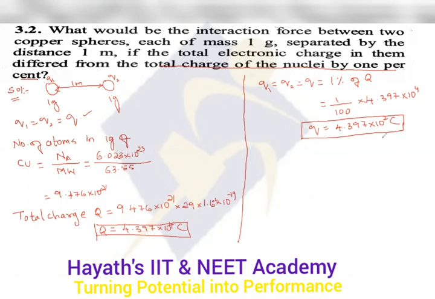He's saying the answer is not over yet, we need to find out the force of attraction. So the force of attraction can be given by the formula F equals 1 by 4 pi epsilon naught into q1 q2 by r square. So I can write the values here.